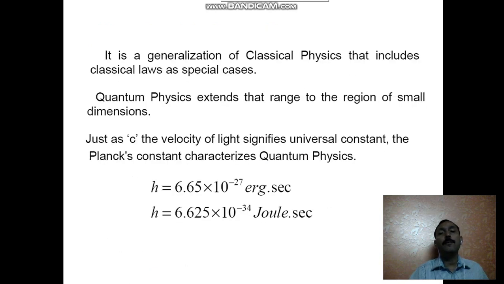Quantum physics is a generalization of classical physics that includes classical laws as special cases, and it extends that range to the region of small dimension. Just as c, that is the velocity of light, signifies a universal constant, Planck's constant characterizes quantum physics. h is equal to 6.65 times 10 to the power minus 27 erg second, or 6.65 times 10 to the power minus 34 joule second.